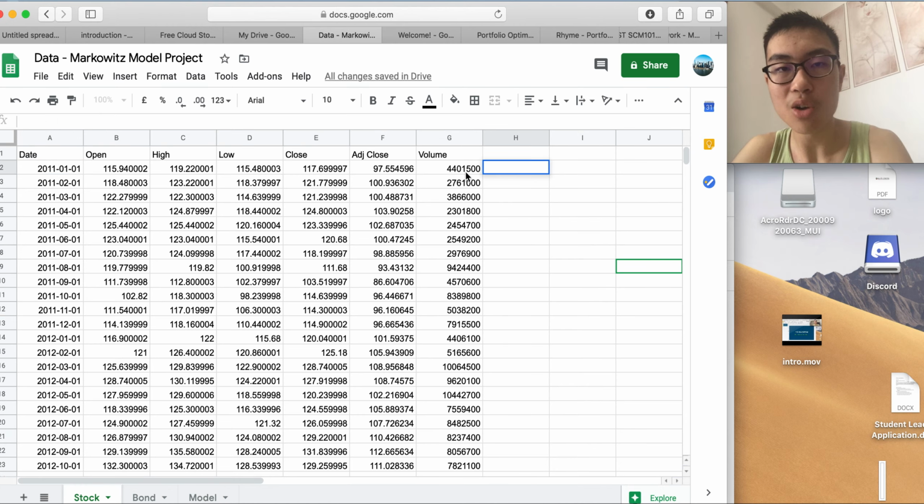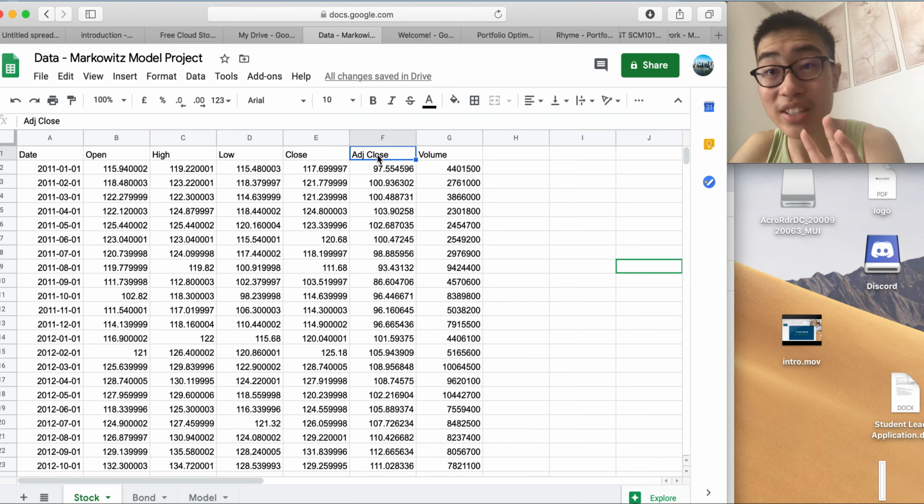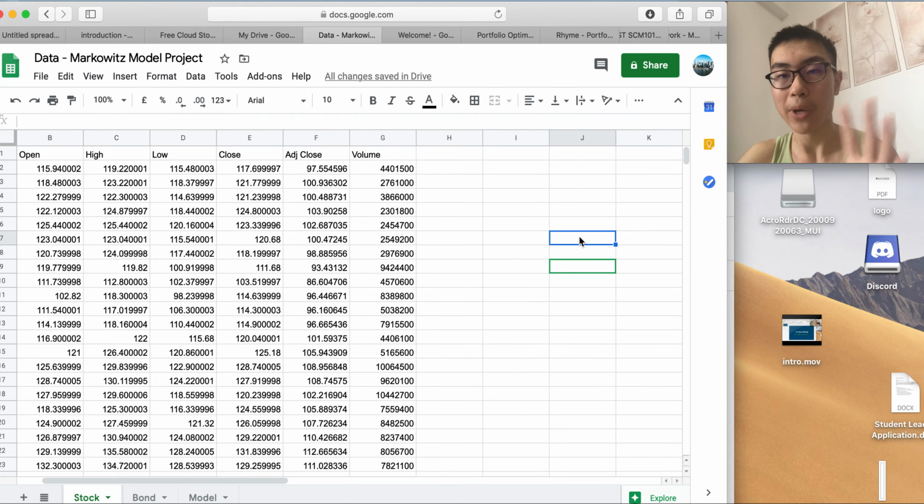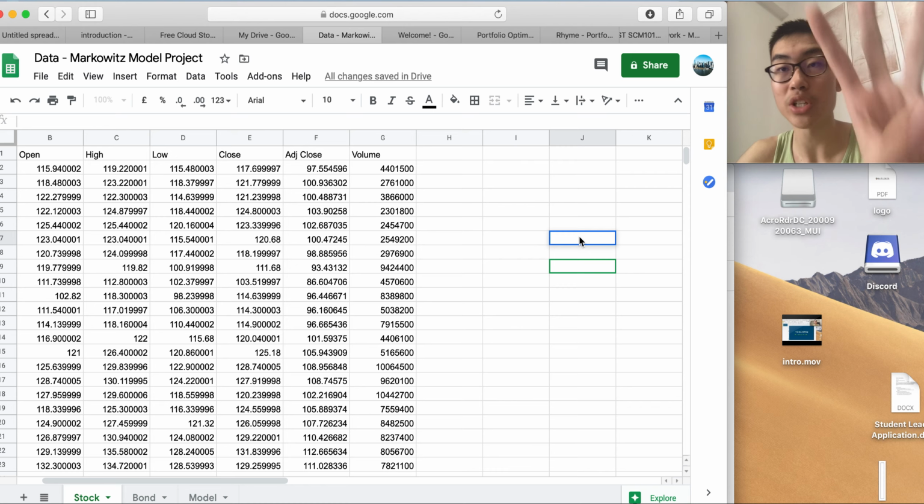Now what do we want to do? I want to explain what the adj close is. In order to calculate the mean return of the stock market, you have to understand what the adjusted close is. Adj close is called adjusted close. You might wonder, you have a close here, but you also have adj close here. Why do we use adj close? Because adj close takes into account three different factors.